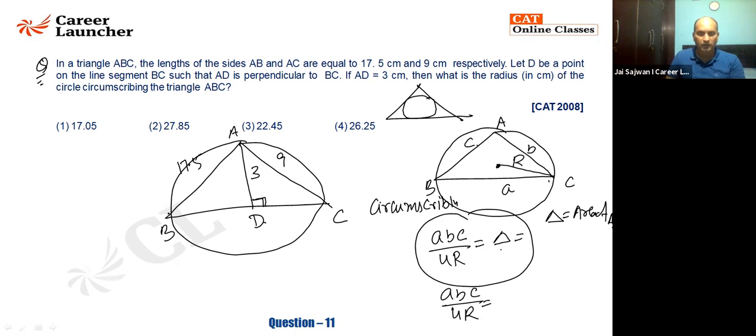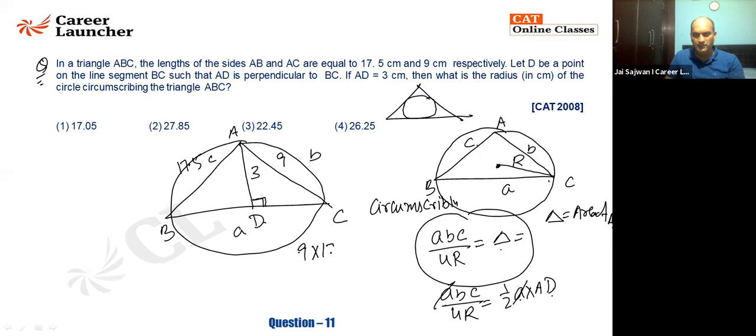What is the area of the triangle? Can I say it is half of a into AD? Here a is the base, b and c are the other sides. The a gets cancelled out from both sides. Now you can check from here that AD is coming out to be 3. So b is coming out to be 9.